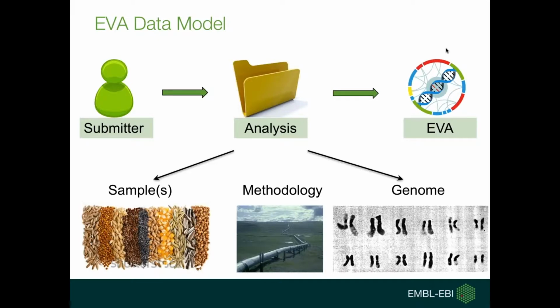So if we look under the hood at EVA, this is our data model. We have the submitter that comes to EVA with an analysis object. That analysis object describes the samples that were analysed, the methodology or pipeline that was used to call the variants, and the genome against which the variants are placed. And it's these analysis objects that we host at the EVA.